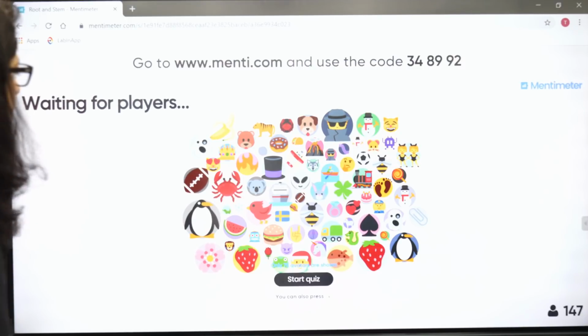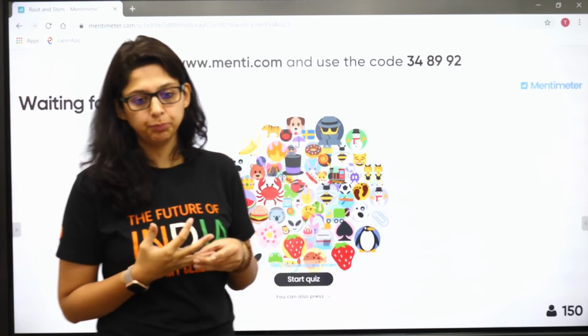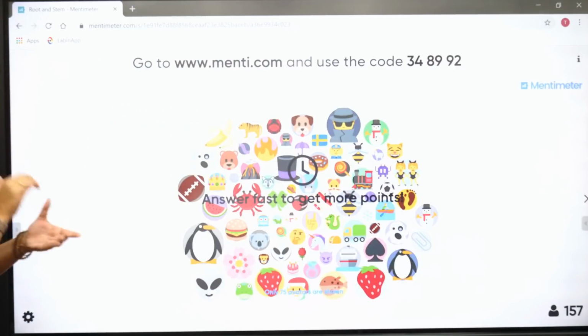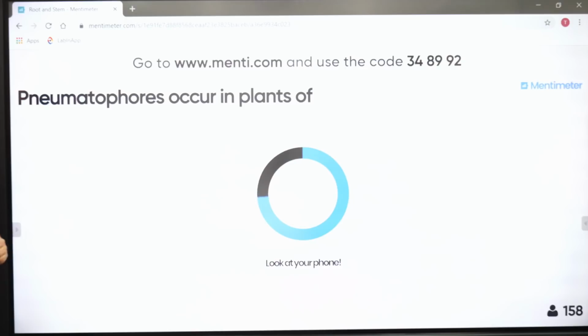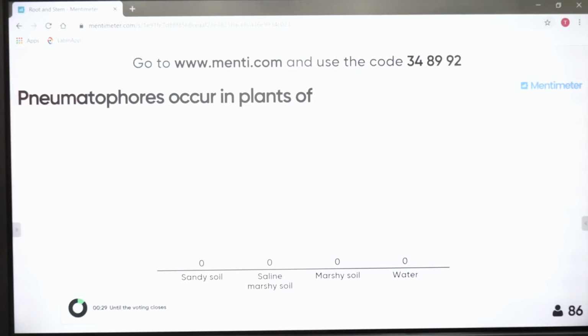We start in 5, 4, 3, 2, 1. Start the quiz. Pneumatophores. If you are from Sundarbans, you know what pneumatophores are. Come on, guys, get up. Avicennia, Sonneratia, Heritiera. You can see genetics even if you're in 11th standard or 12th standard. It's very important, very interesting.